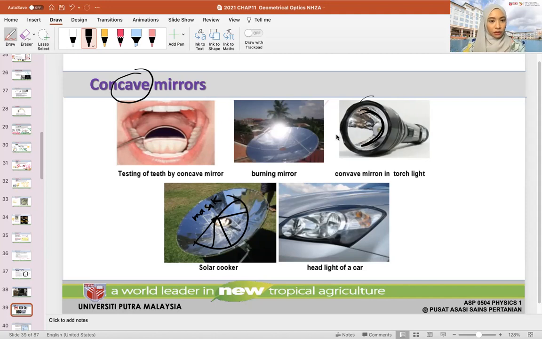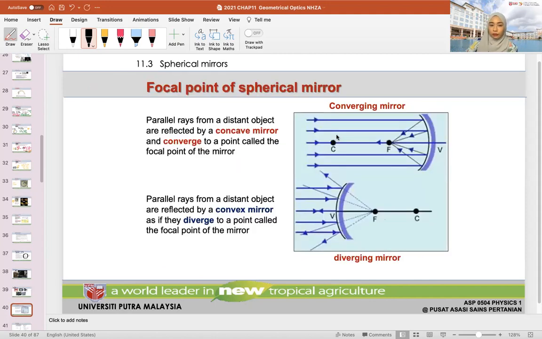Okay, moving on. So focal point of spherical mirror. Parallel rays from a distant object. So when I draw my rays like this, like straight lines without any object inside. You only see straight lines, where is the object? So this means that the object is at infinity. At infinity. So far away, from far away. And I'm just drawing the rays, incident rays.